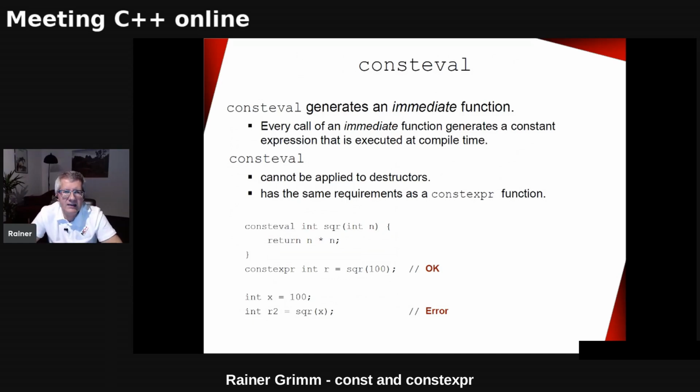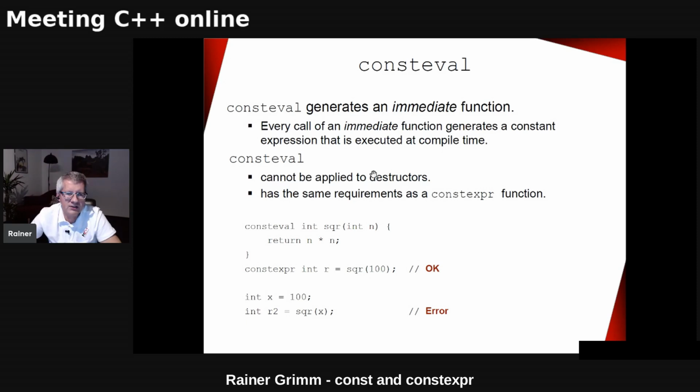Consteval is quite similar to constexpr. Consteval generates an immediate function, but there's one big difference between constexpr and consteval. A consteval function can only run at compile time, you know? We have the usual function which can only run at runtime. We have a consteval function which can only run at compile time, and we have a constexpr function which can run at runtime or compile time. And consteval only at compile time.